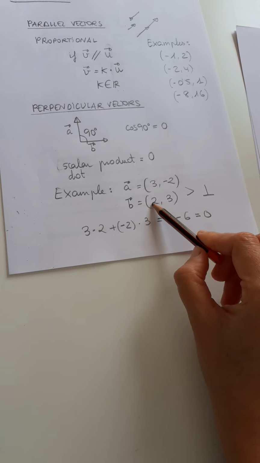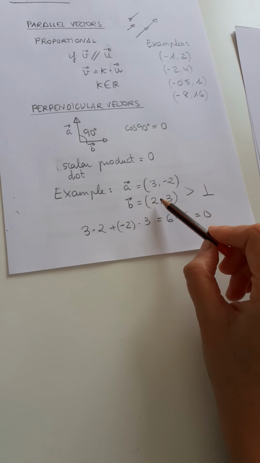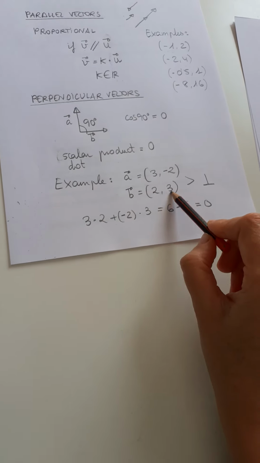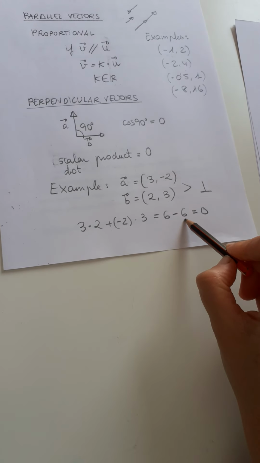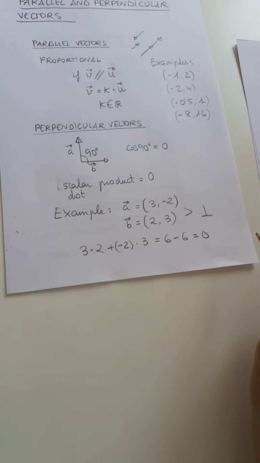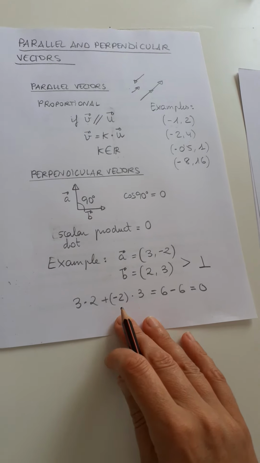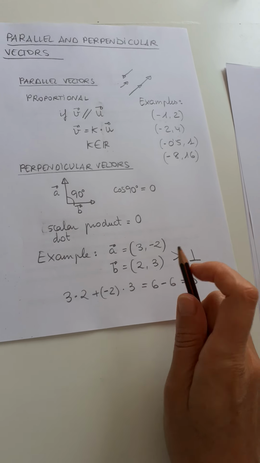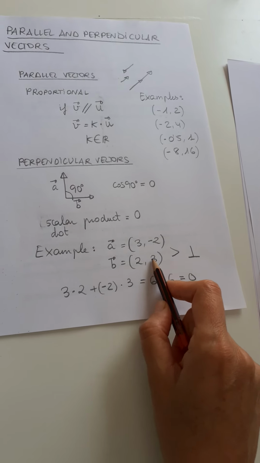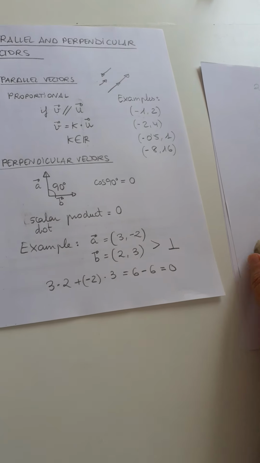So imagine with this example, I multiply 3 times 2 plus negative 2 times 3. This is 6 minus 6, that is 0. So these two vectors are perpendicular. An easy way to find a perpendicular of a vector is to change the coordinates and change the sign of one of them.